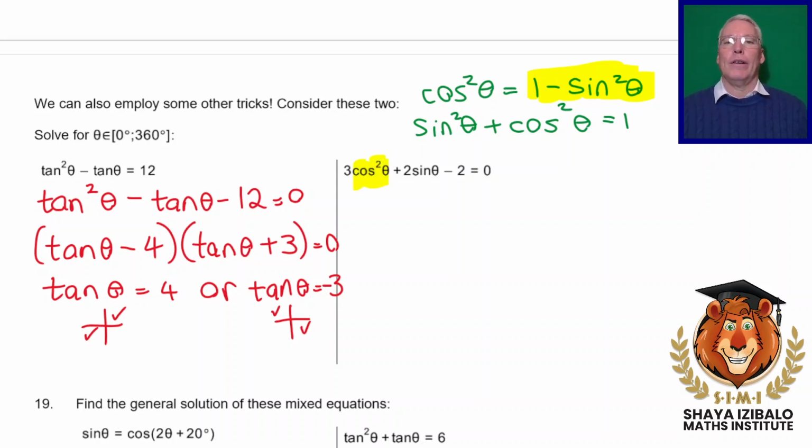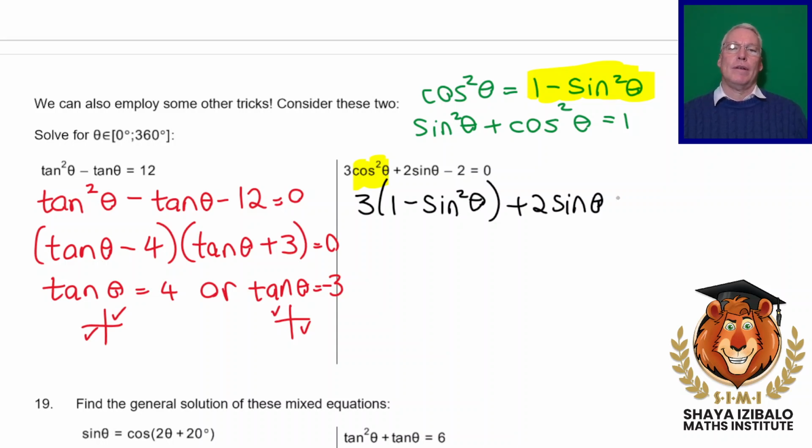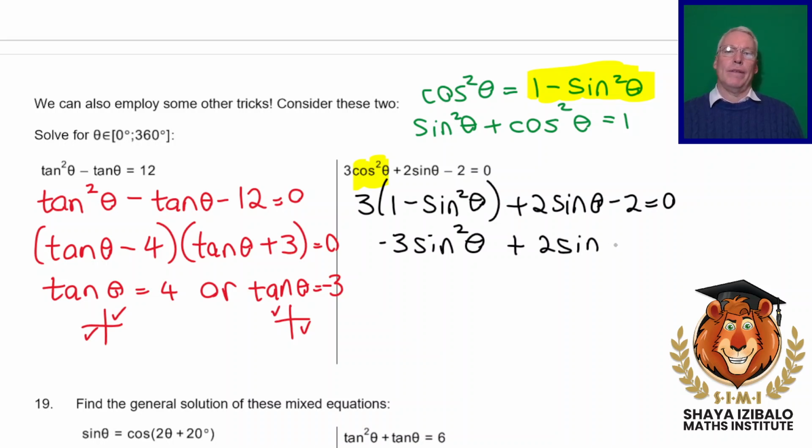Let's see how this is going to look. We're going to get 3 into 1 minus sine squared theta plus 2 sine theta minus 2 equals 0. Right? It's going to be -3 sine squared theta, we've got a +3 and a -2, that's +1, and we've got a +2 sine theta. Okay, and so that's equals 0.